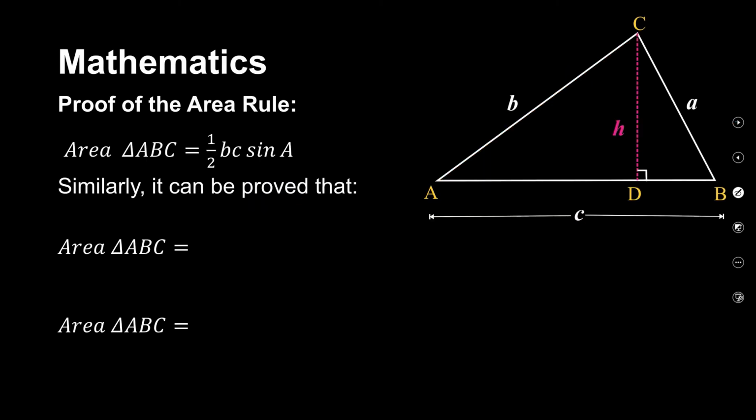Okay, and similarly, we can prove the other parts of the area rule. Can you remember what the other versions of the area rule are? The other two that we can prove are half AC sine B, and if we draw the height in a different place, we can then prove the third version, which says half AB, and we're using sine C here.